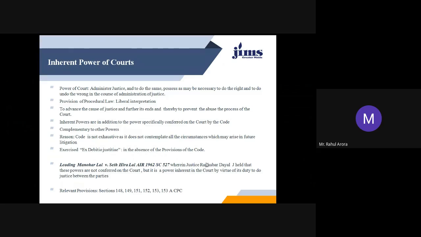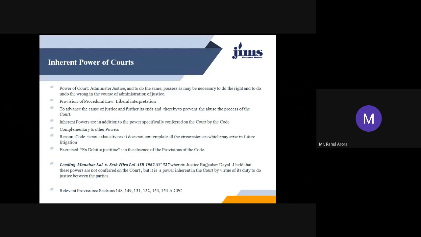and it is based upon a legal maxim, that is ex debito justitiae. That means the provisions of this particular topic, that is the inherent powers of the court, are made applicable only in the absence of specific provisions in the code.